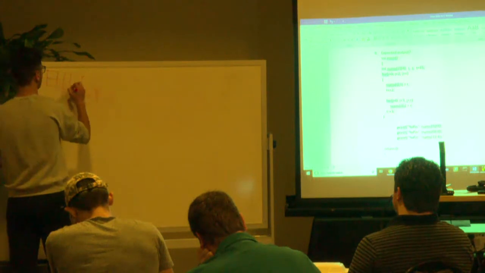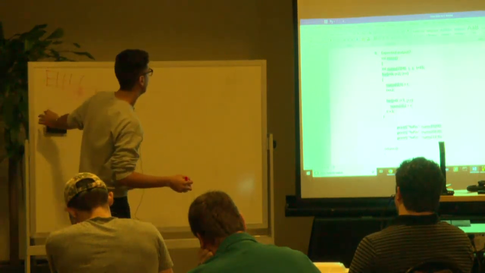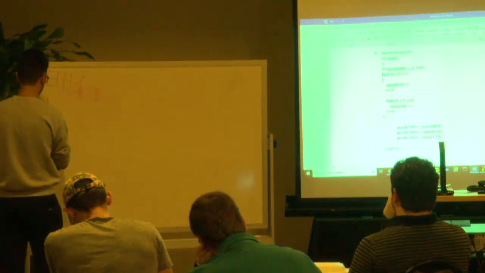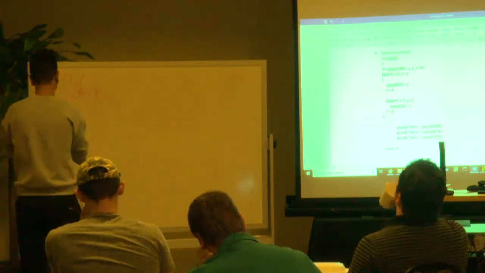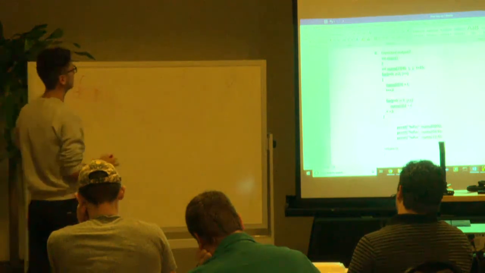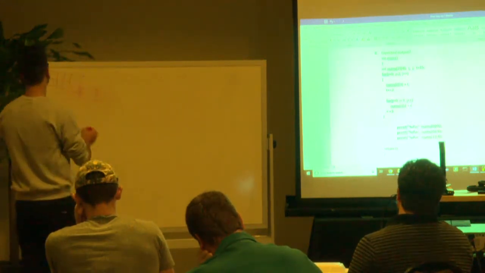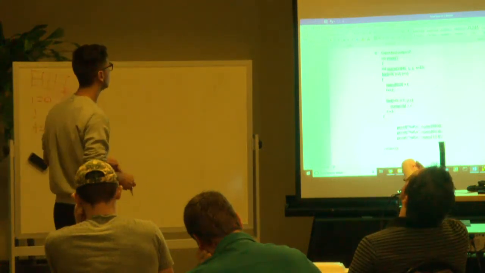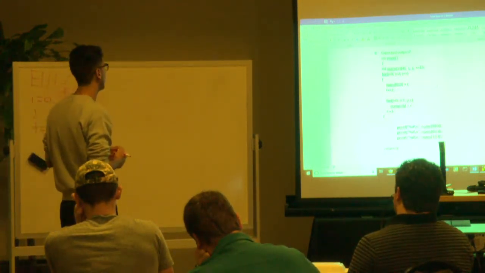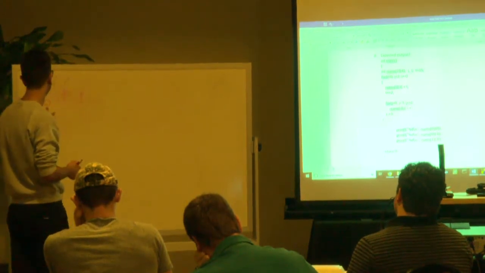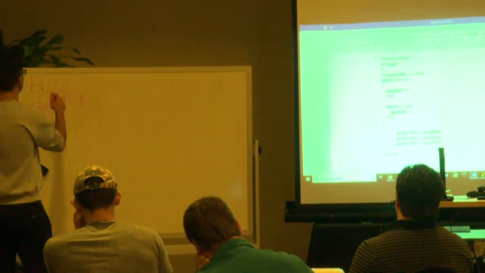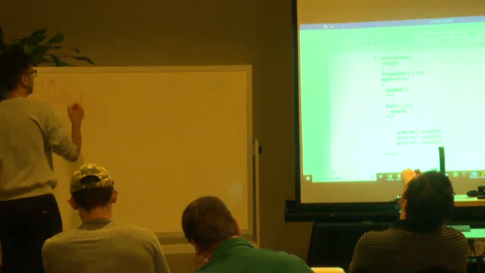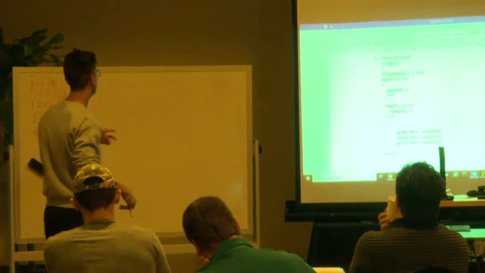So 1, 2, 3. Then we have I, J, and T. So I, J, and T is equal to 15. And then we say for I equals 0, 0 is less than 2, so we enter the for loop. And then we say nums I3, so 0, 3. That's going to take us over here, is equal to T, which is 15. Then we say T plus equals 2.